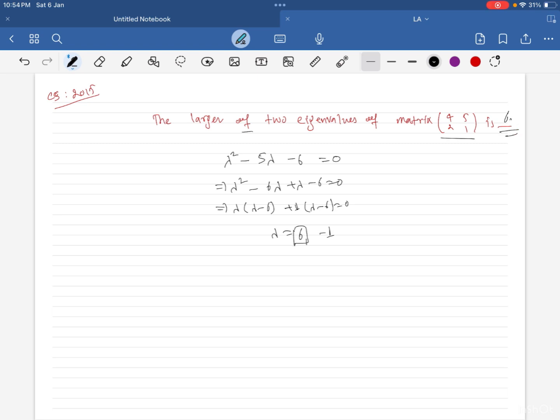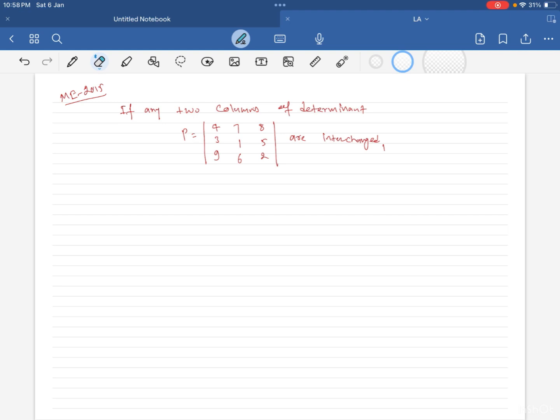So the larger one is 6, the correct answer. Next question: if two columns of a determinant are interchanged, then what will be the effect on the determinant? If you change the rows or columns, say we exchange two columns, then the determinant is going to be multiplied by minus 1. So that was the question, and we have been given 4 options, and that is the answer for this.